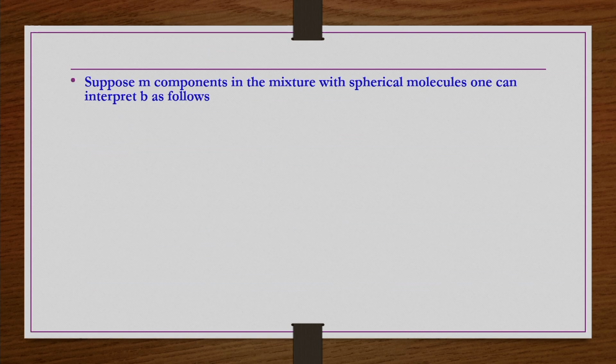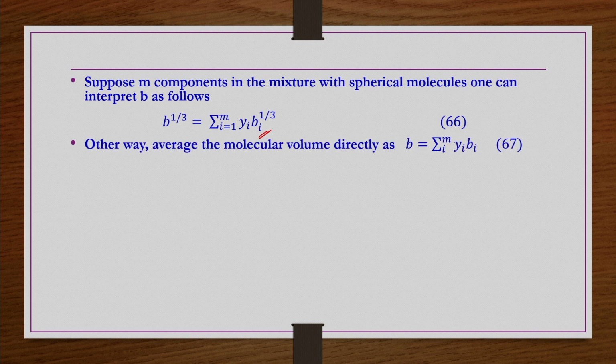So, what we do, we see a few mixing rules. Suppose there are m components in the mixture with spherical molecules. One can interpret B as follows: the cube root of B is the sum over i of y_i times the cube root of B_i. Now, this B_i is nothing but the constant B of the ith species in pure form, because we know A_i, B_i, etc. are available for the component in pure form. For pure form they are available from experiments. So, if you want to know the mixture, we can use this as one of the mixing rules for B.